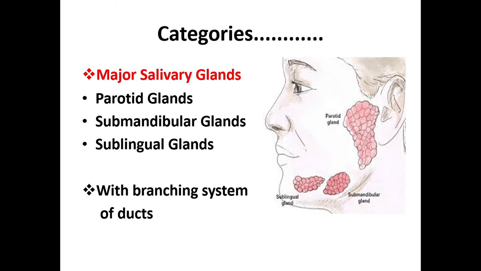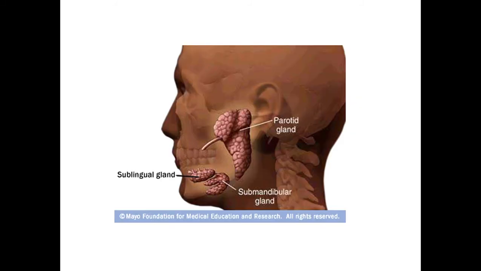There are three major salivary glands. We have the parotid glands, the submandibular glands, and we have the sublingual glands with branching system of ducts. So you can see the location of the major salivary glands in the illustration. Another illustration of the location of the different major glands of the body: parotid gland, submandibular gland, and sublingual gland.